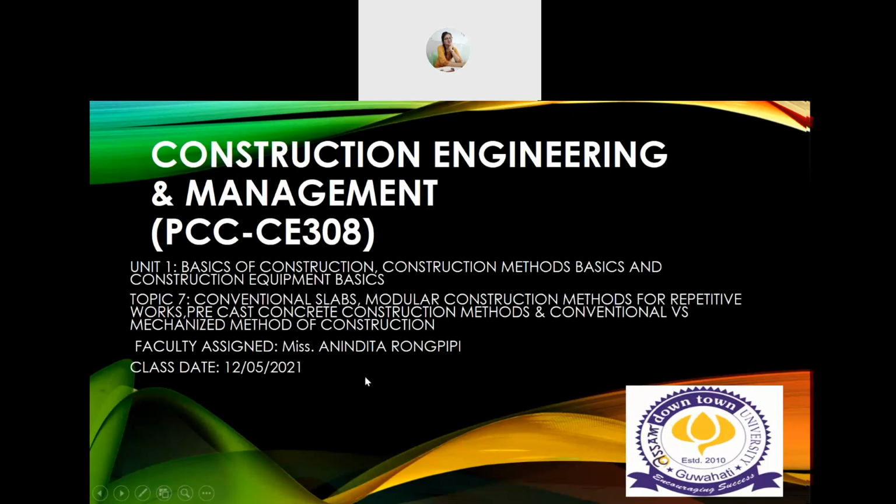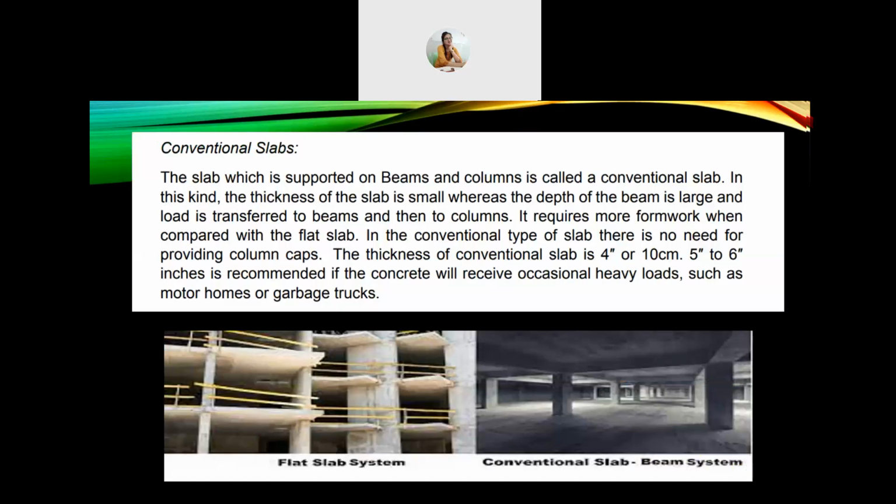So hello students, we'll continue again with unit number 1 and topic number 7, which is conventional slabs, modular construction methods for repetitive work, precast concrete construction methods, and conventional versus mechanized method of construction. So what do you understand by conventional slabs?